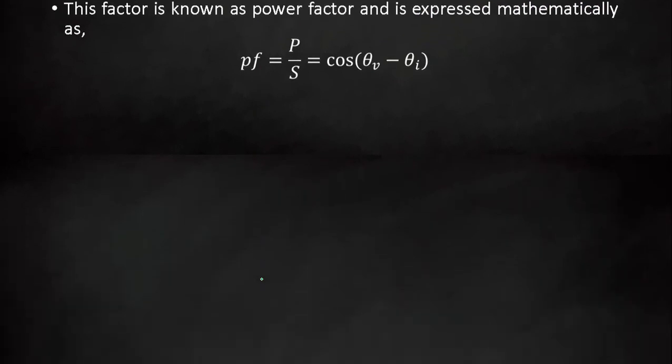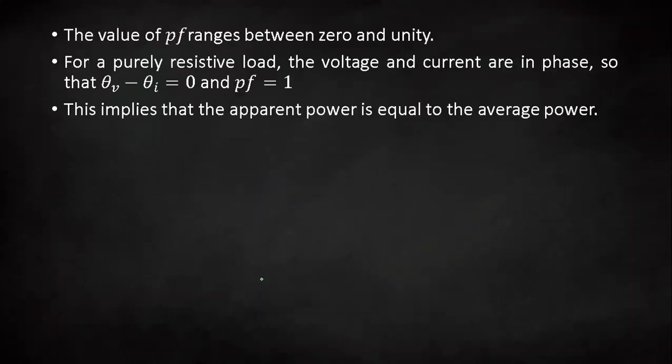Okay, now let me discuss the range of values of power factor. The value of power factor generally lies between 0 and unity. If we consider a purely resistive circuit, the voltage and current are in phase with each other. So theta V will be equal to theta I. In that case, theta V minus theta I will be 0, so cos of 0 is 1 and your power factor is 1.